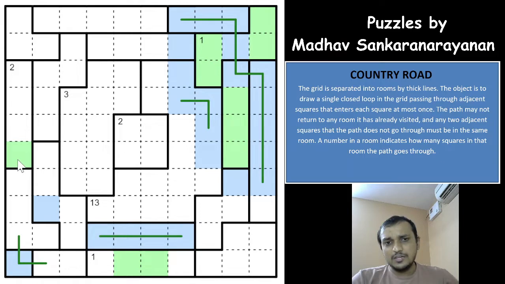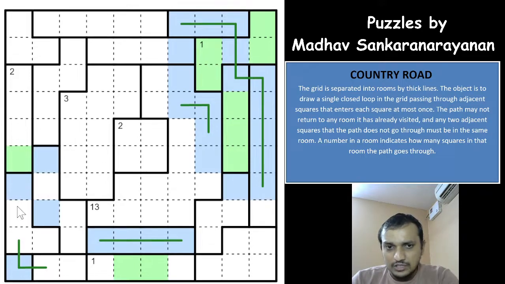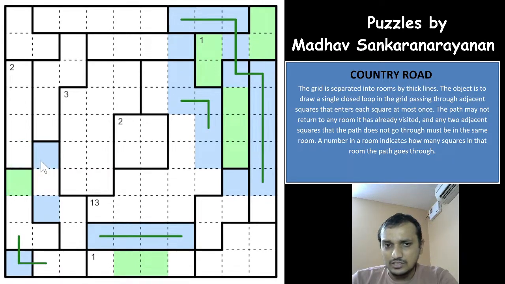Can this cell be a green cell? So what happens if this is a green cell? See carefully, this is a green cell, both of these would have to be blue cells, and you'll have a region that goes this way. So it will either go down or go up, and both of these blue cells cannot be used now, which means you get a contradiction here, right?